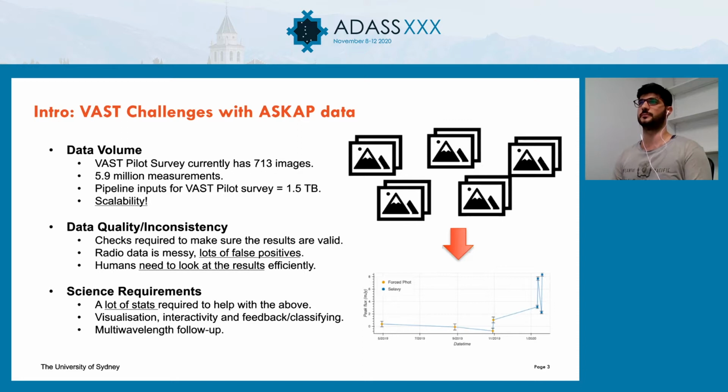because there is a lot of issue, like a lot of false positives, for example. And also we need to compute a lot of stats, for example calculating variability metrics and then visualizing light curves. So essentially at the end, the user needs to look directly at the light curve to detect the transient.